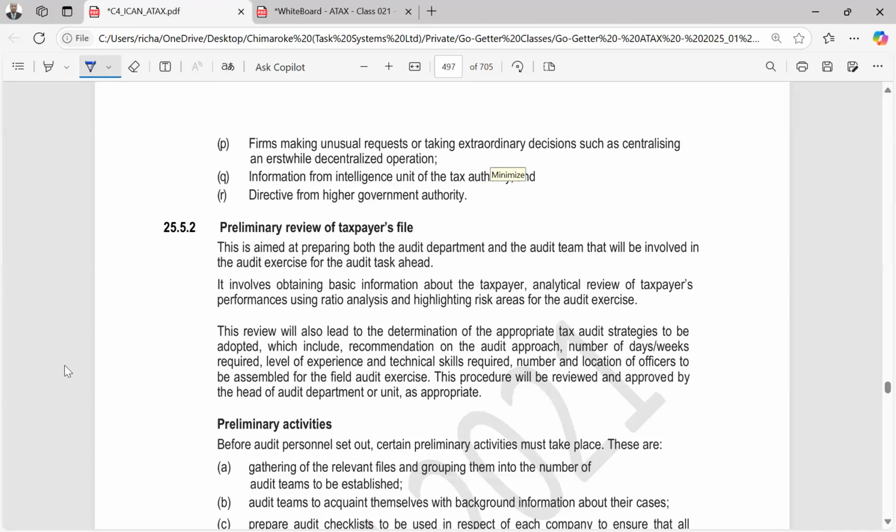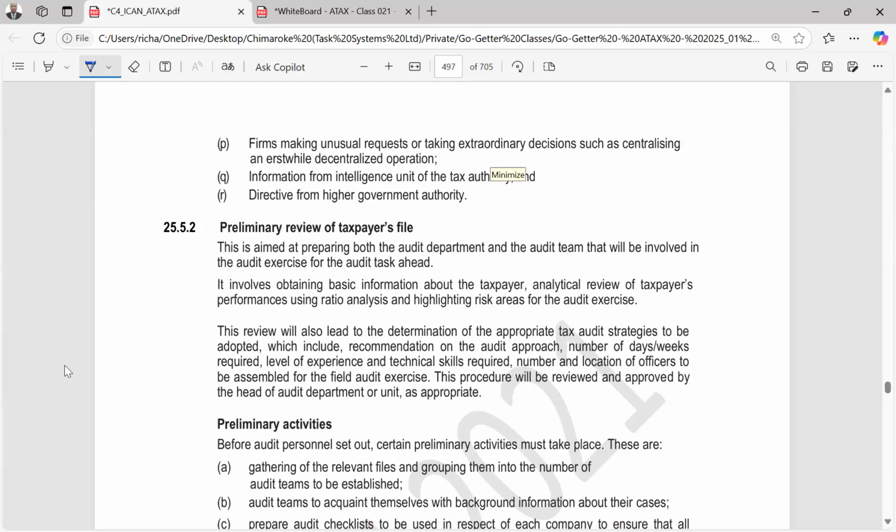Now that the tax authorities or the tax auditors have known the company to be audited, they have chosen it whichever method they want to. What's next? They will review the taxpayer's file, each one of them. Now, what are they doing it for? It will prepare them for the audits. So they want to know the basic information about the taxpayer.